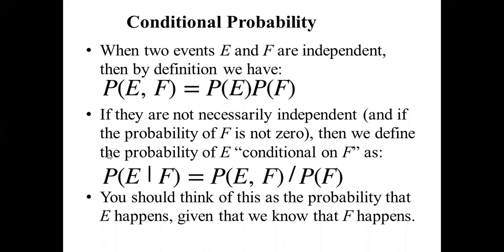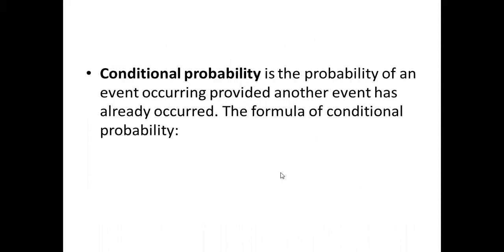P of E conditional on F equals the probability of E and F occurring divided by the probability of F occurring. That is, what is the probability of E happening when F happens? In other words, what will be the probability of E happening if F is happening? That is conditional probability.